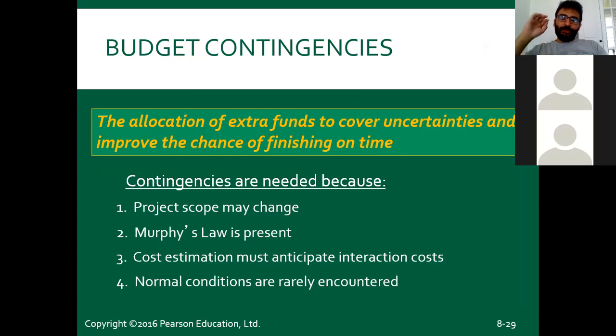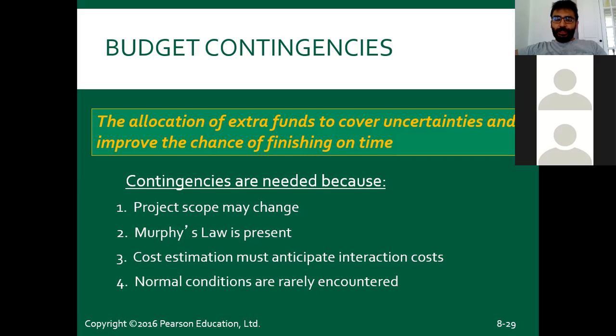So what does contingency mean? Extra funds to cover uncertainties. Okay, extra money that you write in the budget. If there's any problem, if you fall short of your money, I mean, you write extra. It's a good thing to write extra funds because there may be problems and the project could be in danger.